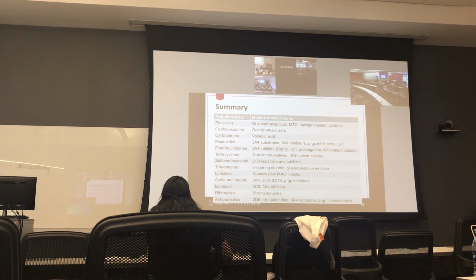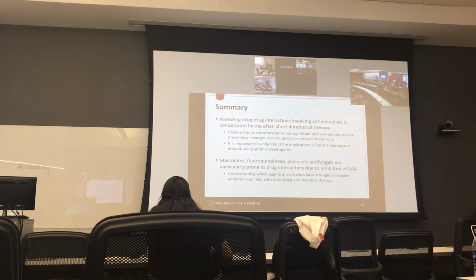So in general, with antimicrobials, there's a lot to keep in mind because our antimicrobial course is often for a short duration of therapy, whereas some of our other drugs that interact with them are more maintenance medications that will be continued sometimes indefinitely. So even though antimicrobials are for a short duration, this doesn't mean that we can ignore their interactions. Some of them are really quite significant and would warrant either an alternative therapy, a change in dose, or a change in our monitoring practices.